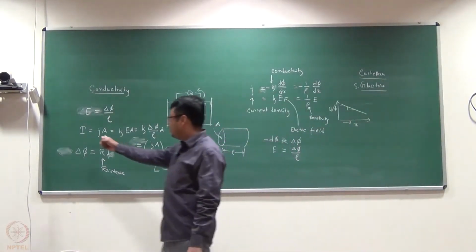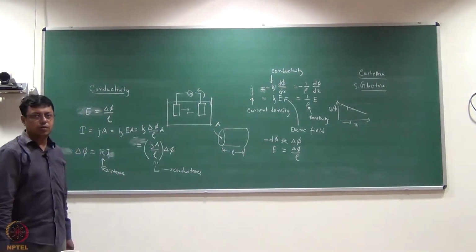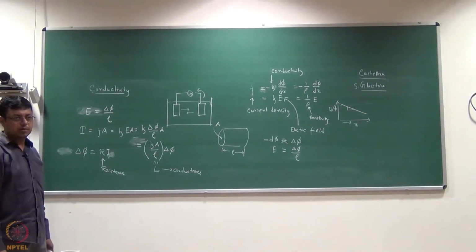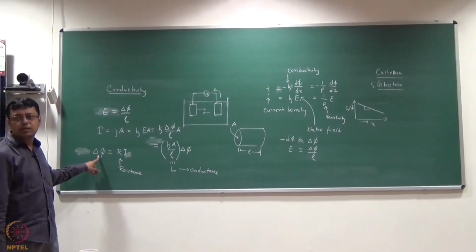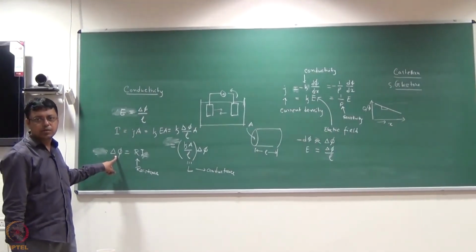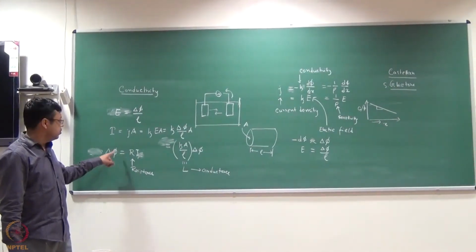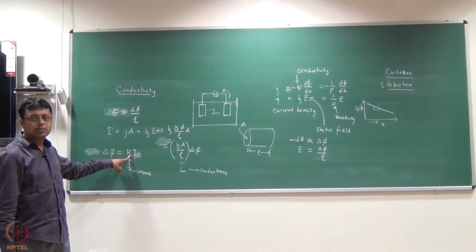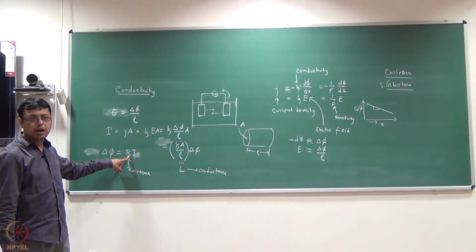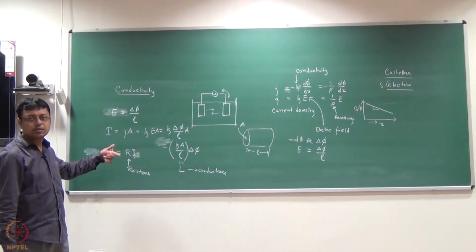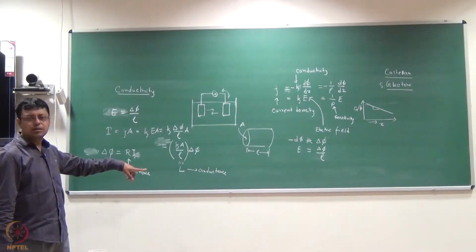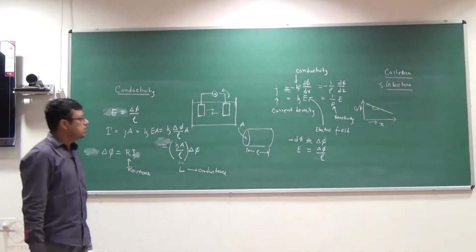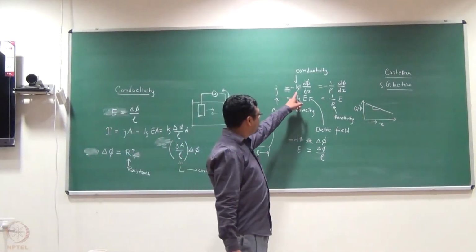Okay, units. Let's start from here. I, everybody knows, the SI unit is ampere, charge per unit time. Now what is delta phi? It's a potential difference, in volts. So what is R? R is basically volt per ampere. That is known as ohm, right? And the inverse of that we usually call Siemens, ohm inverse.